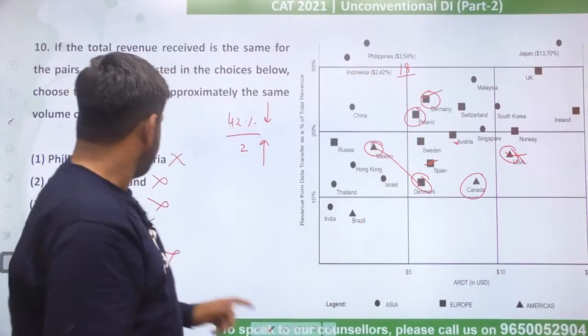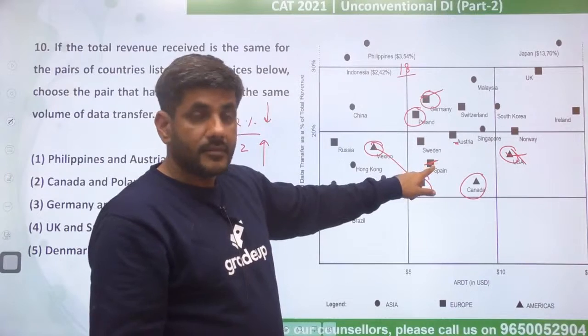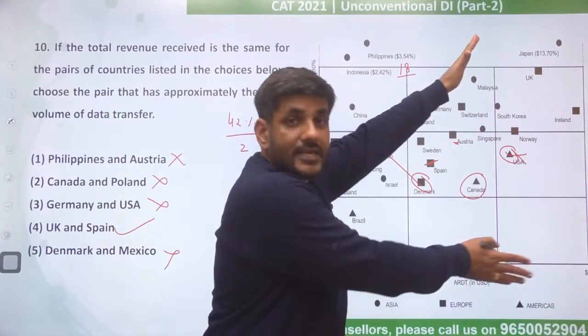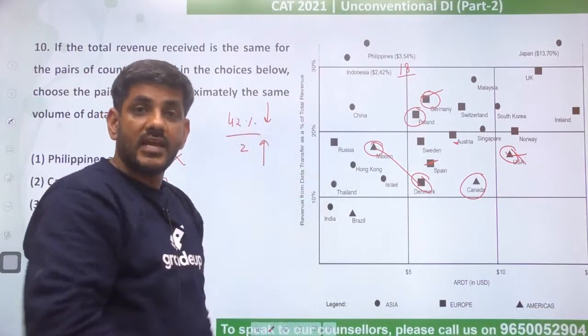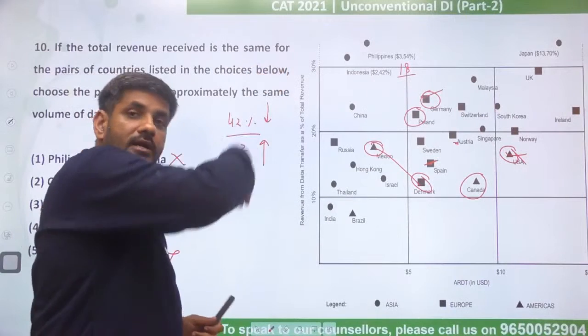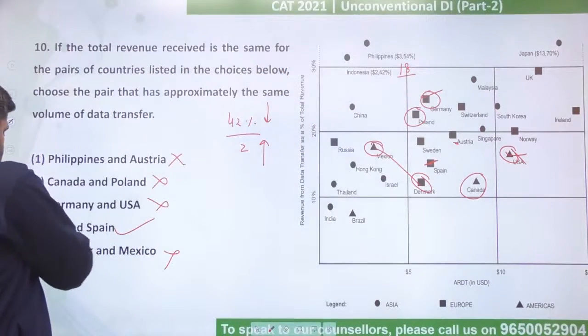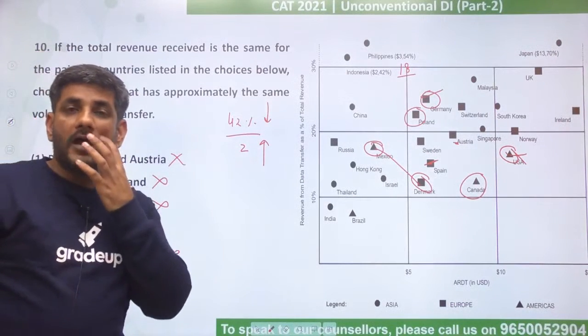They can only be same for these two, UK and Spain, because when I talk about Spain and UK, the percentage increased, ARDT also increased. When you increase both of them, only then they can be equal. You are increasing one, you are decreasing other. How can they be equal? So just by looking at the graphs, I can say fourth option is my answer. Are you getting my point?